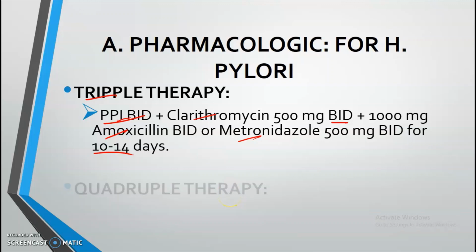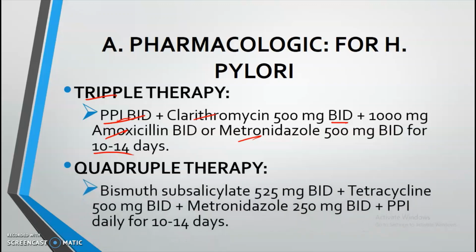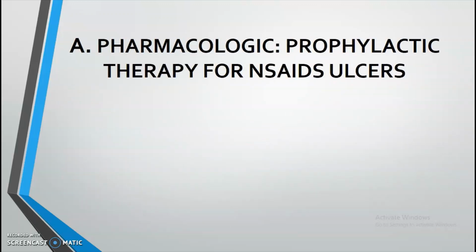So aside from the triple therapy, we also have your quadruple therapy. From the word itself, quadruple, this is actually a combination of 4 drugs. Number 1 is your bismuth. We'll be giving bismuth 525 milligram twice a day, tetracycline 500 milligram twice a day as well, metronidazole 250 milligram, plus PPI, which is given daily for a period of 10 to 14 days. Again, both the triple and quadruple approaches are given to address the H. pylori infection.